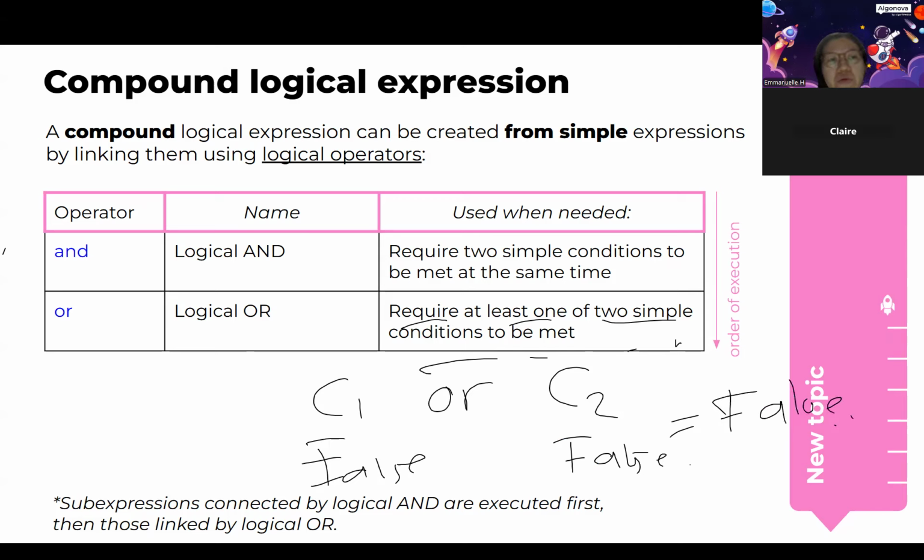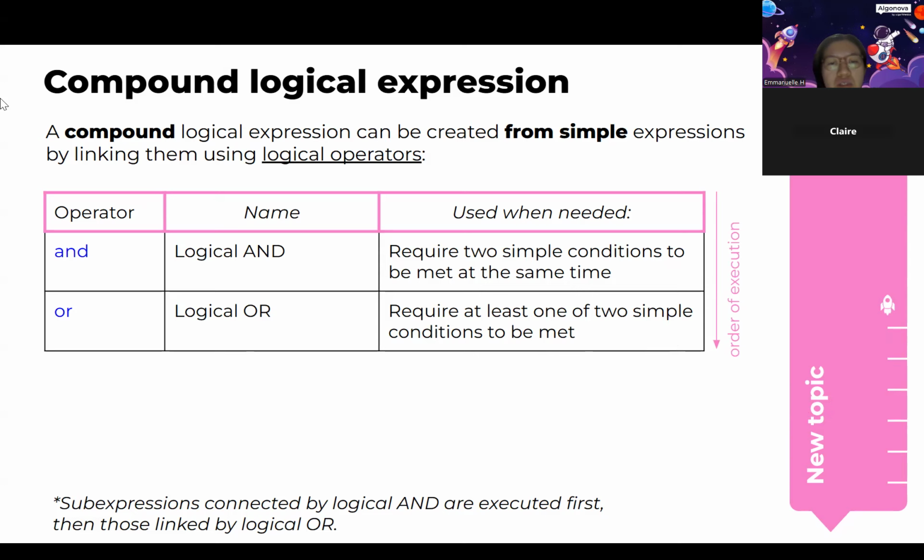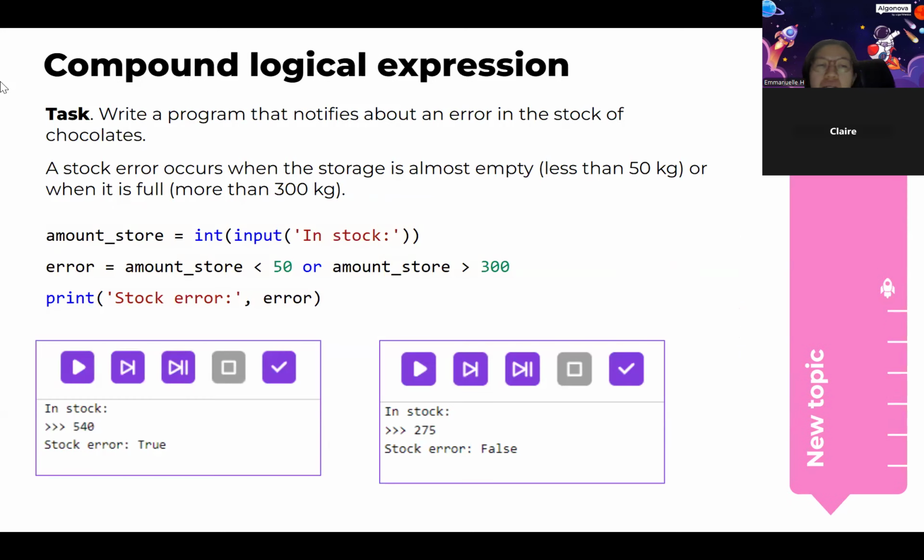For the example, wait, let me check. Yeah, here we have a stock program. They told you to input 540, and they will compare, is it less than 50 or is it greater than 300? Can you check those two pictures and guess why 540 returns true and why 275 returns false?